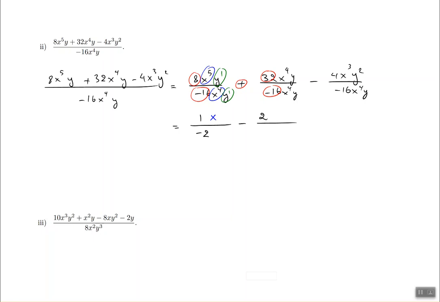Now, what about the x to the power of 4s? There's x^4 on top and x^4 on the bottom. They're identical, so they can cancel each other out completely. When they cancel out, they're both gone. No more x's. And finally, the y's again cancel out completely. Then there's no more y's. So when things go away, they become a 1.